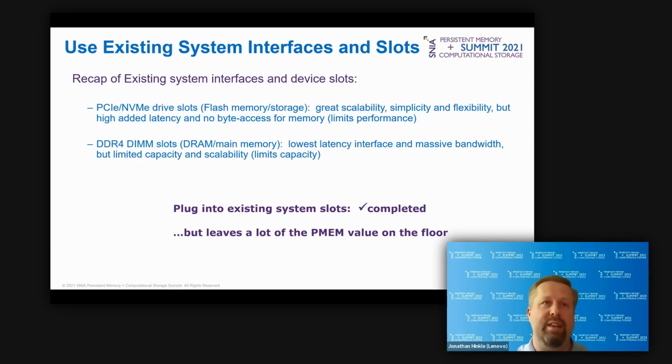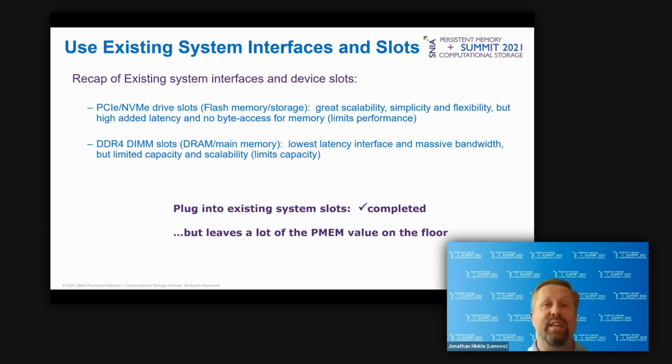Also, you could put it into a DDR4 DIMM socket just the way it is today, that's made for DRAM and main memory, which gives you that really low latency interface and high performance, but it's limited on capacity, and the scalability is just not really there. We're already having problems with DRAM scaling as far as the capacity already.